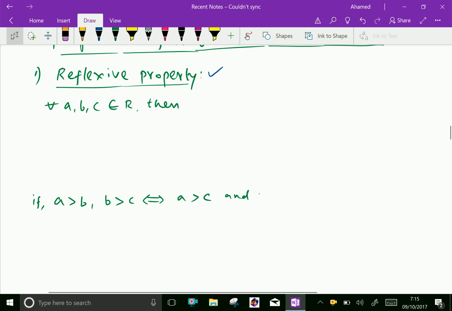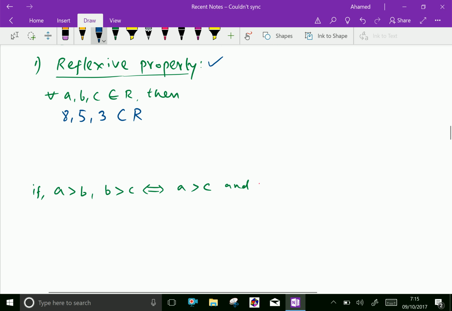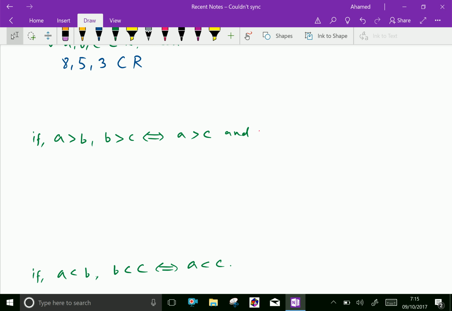Suppose we take A is 8 and B is 5 and C is 3, which are elements of R, real numbers. Then we can say if A is greater than B, 8 is greater than 5, and B, 5 is greater than 3, then we can say A is greater than C. A is 8, of course it is greater than 3.